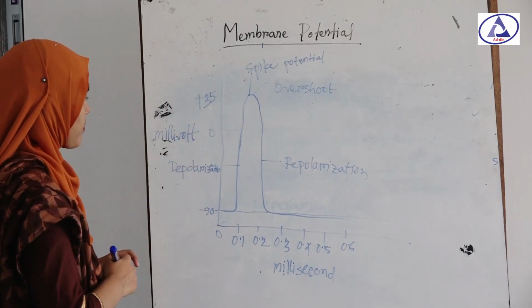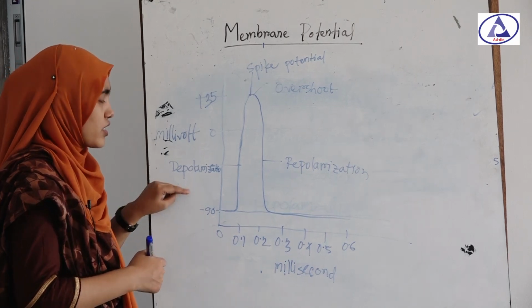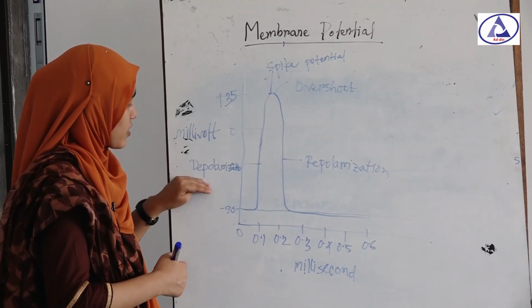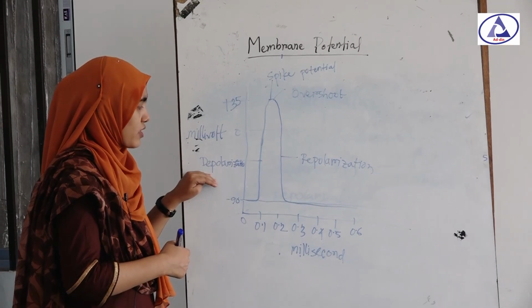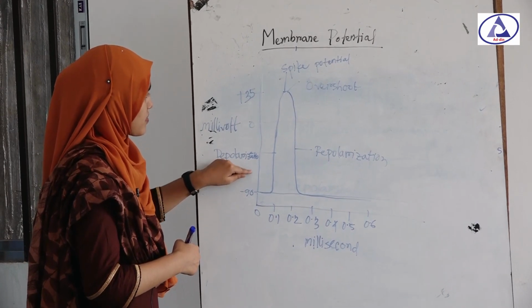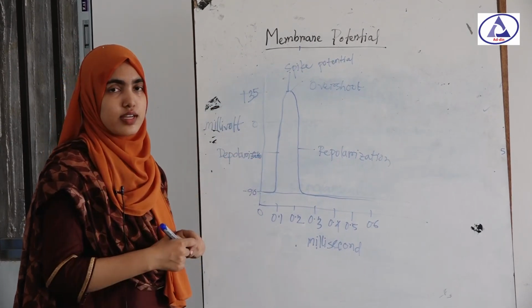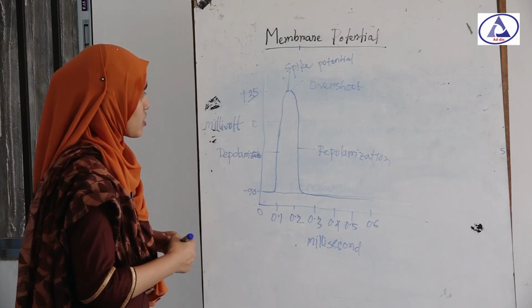Okay. What happened in depolarization? Alteration of resting membrane potential will occur. It is negative. When the positivity increases, it becomes depolarized. So how does depolarization occur?